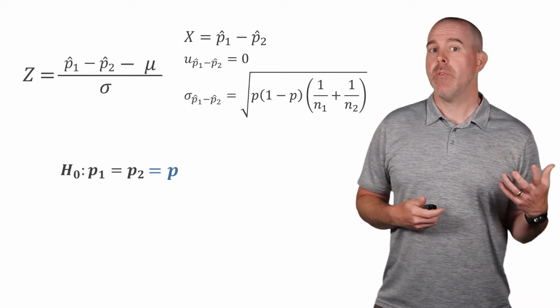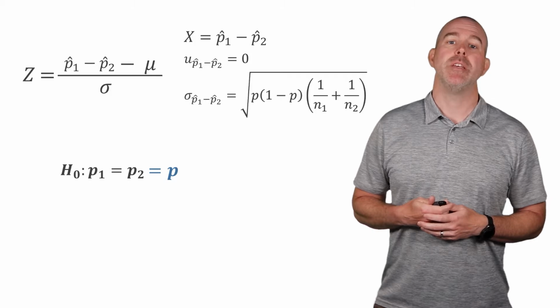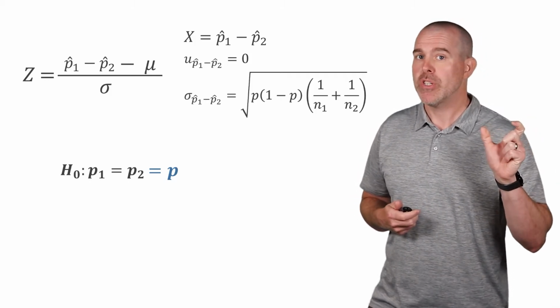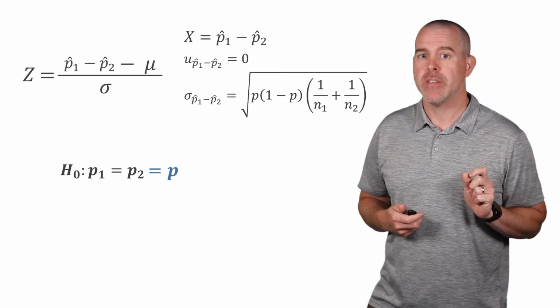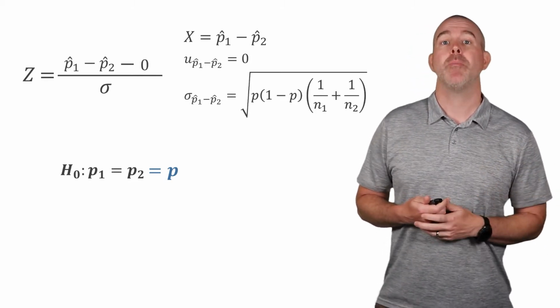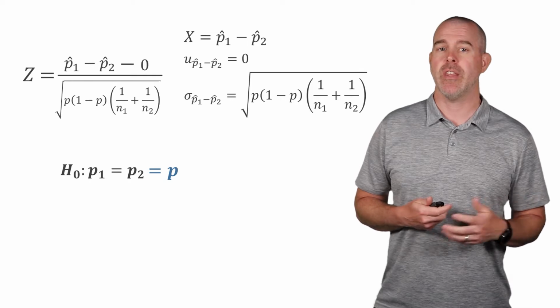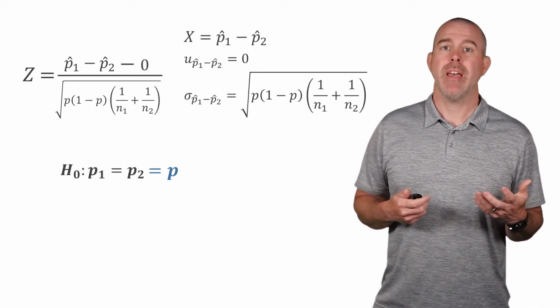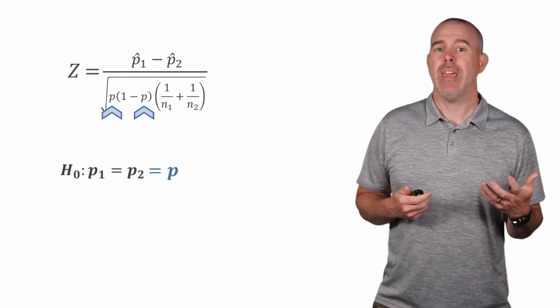So into our z, we replace the x with p1 hat minus p2 hat. Now, if we're assuming that the proportions are the same under our null hypothesis, then the expected mean would be 0, and then we have this standard deviation. Now, we can't find a z-score there because we don't have a p. We need to figure out something for that p.